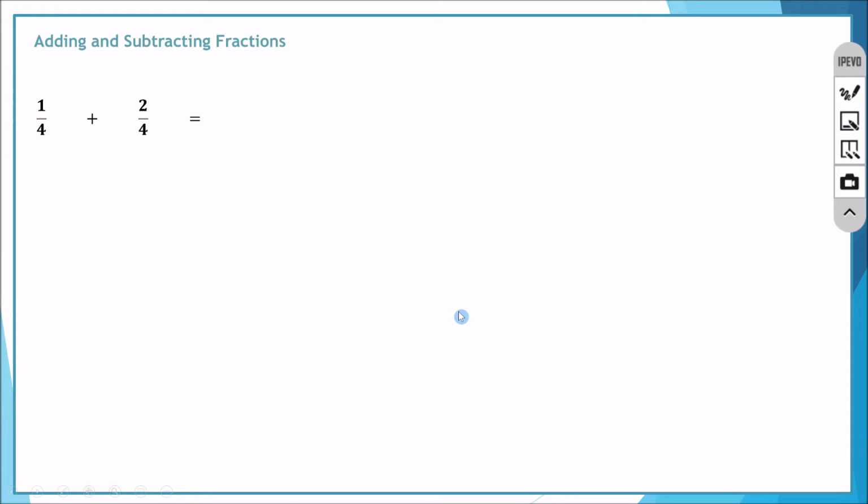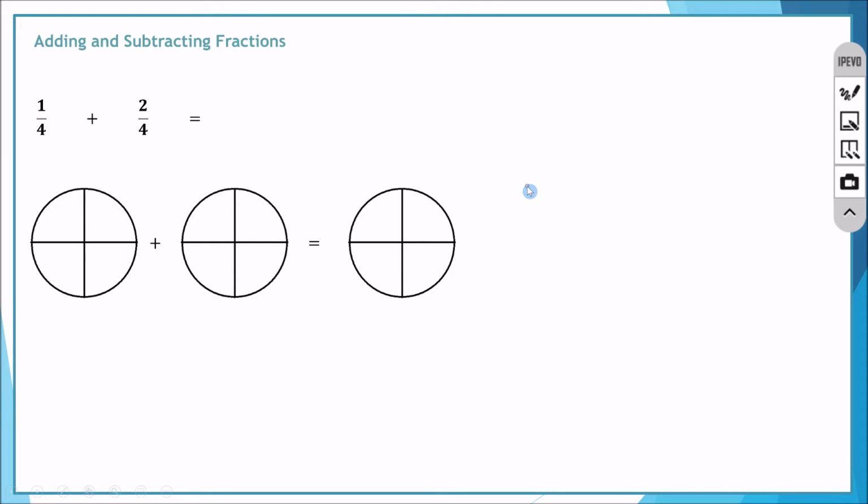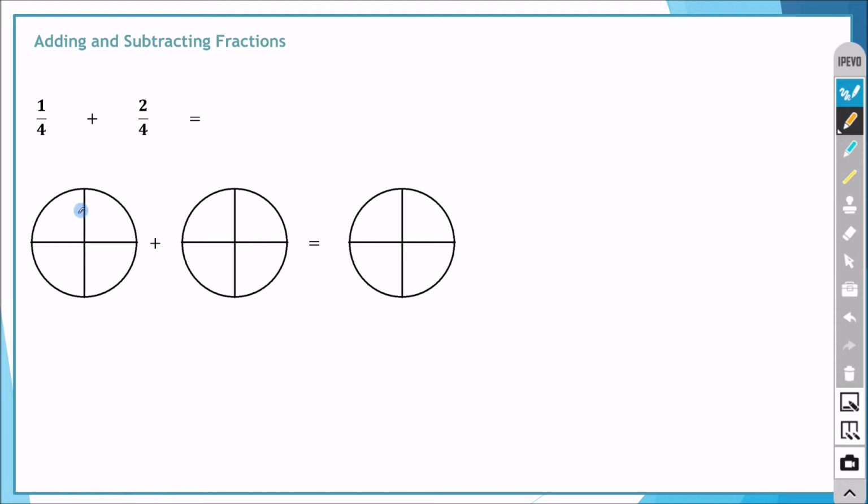So let's start off with a simple equation. So we've got 1 over 4 plus 2 over 4. Now what's the answer to this problem here? So if we first try to represent 1 over 4 as a diagram, it might look something like this. So we've got a circle here split into 4 equal pieces, and the reason we select 4 is because of this.